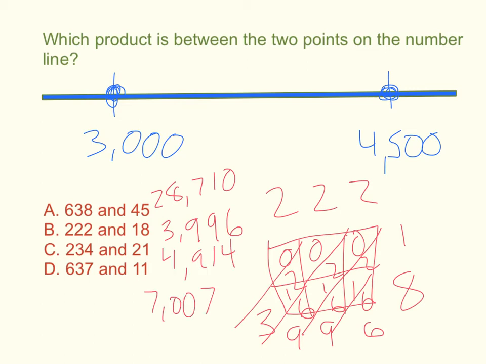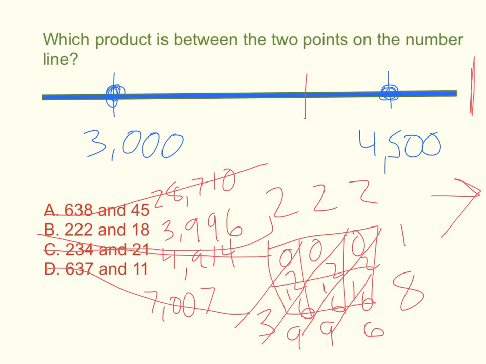Once I've solved C and D, now I need to go back and see which ones are in between 3,000 and 4,500. So 28,000 is way over, so I know that's incorrect. 3,996 is in between that range. It would be just about here on the number line. So let's check the other ones. 4,914, that's going to be somewhere all the way over here. So that's too big. And 7,007 is going to be way down the line. So that's way too big as well. So that leaves me with just that one.